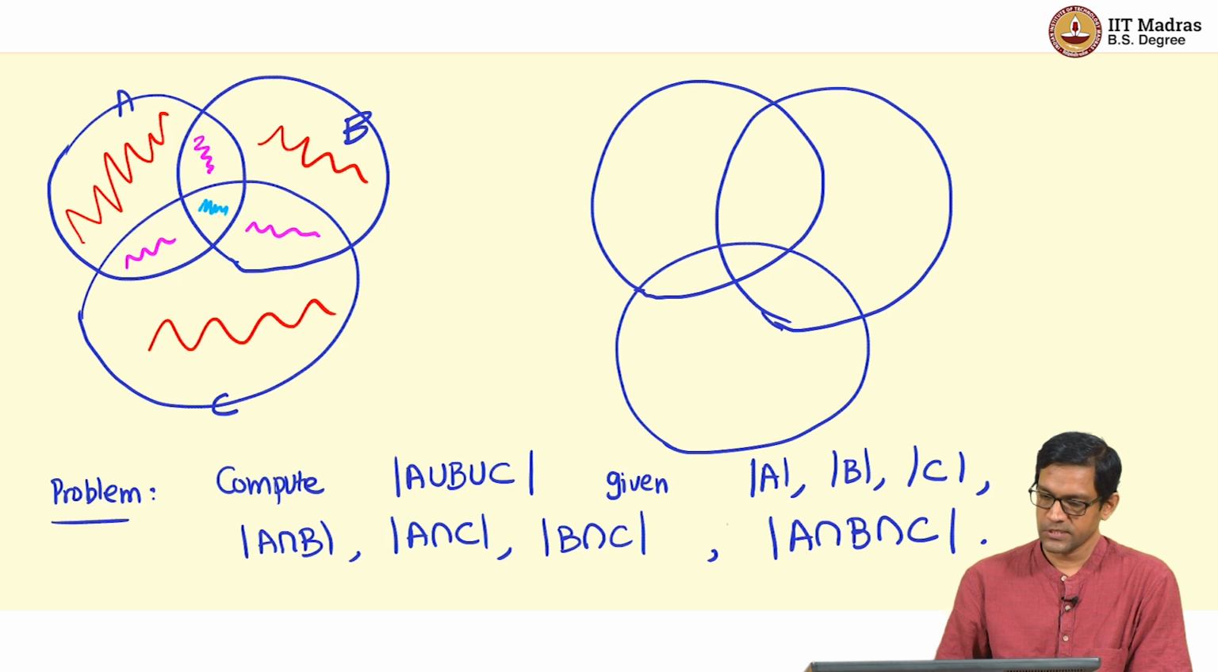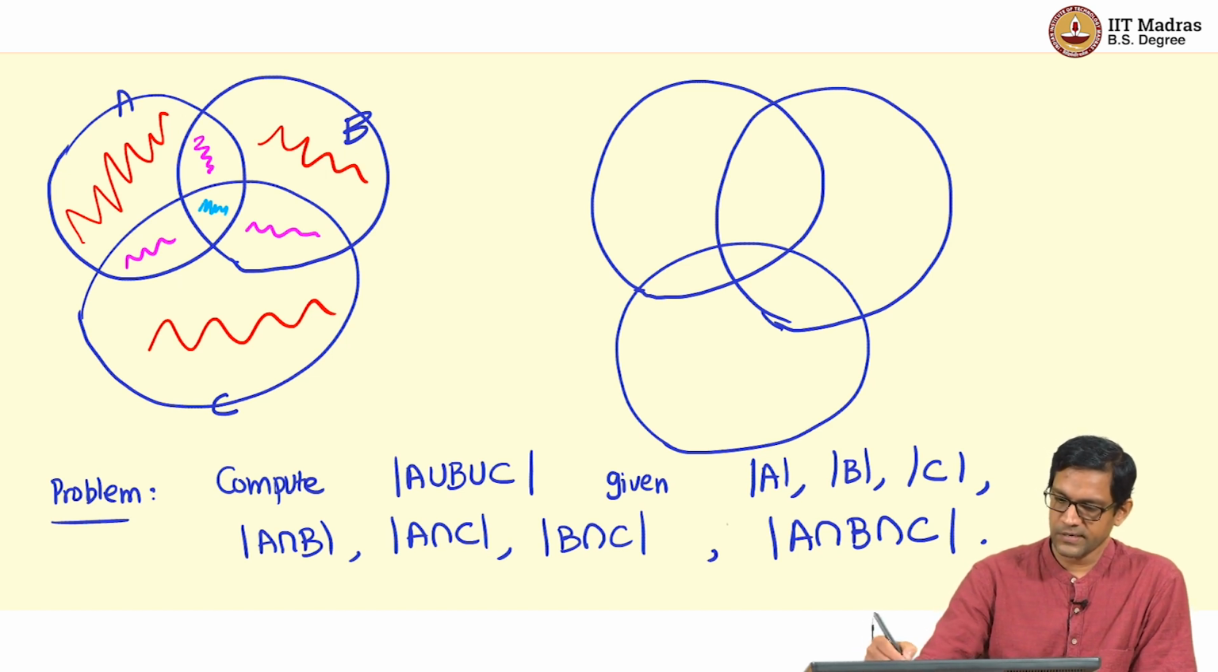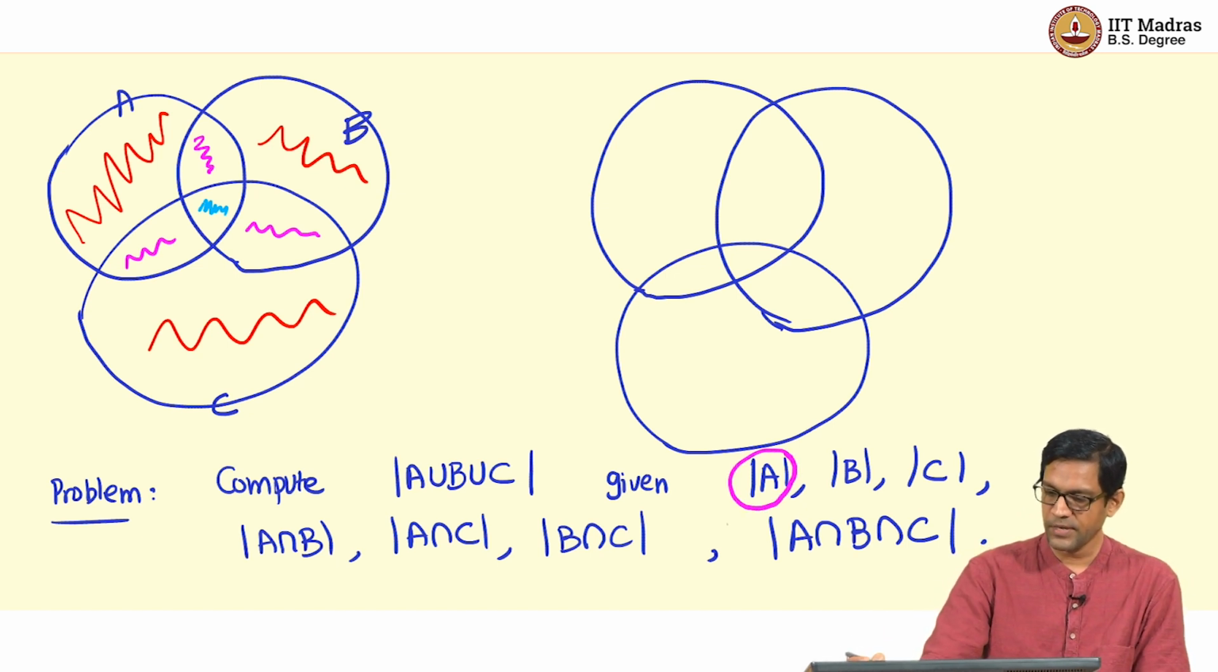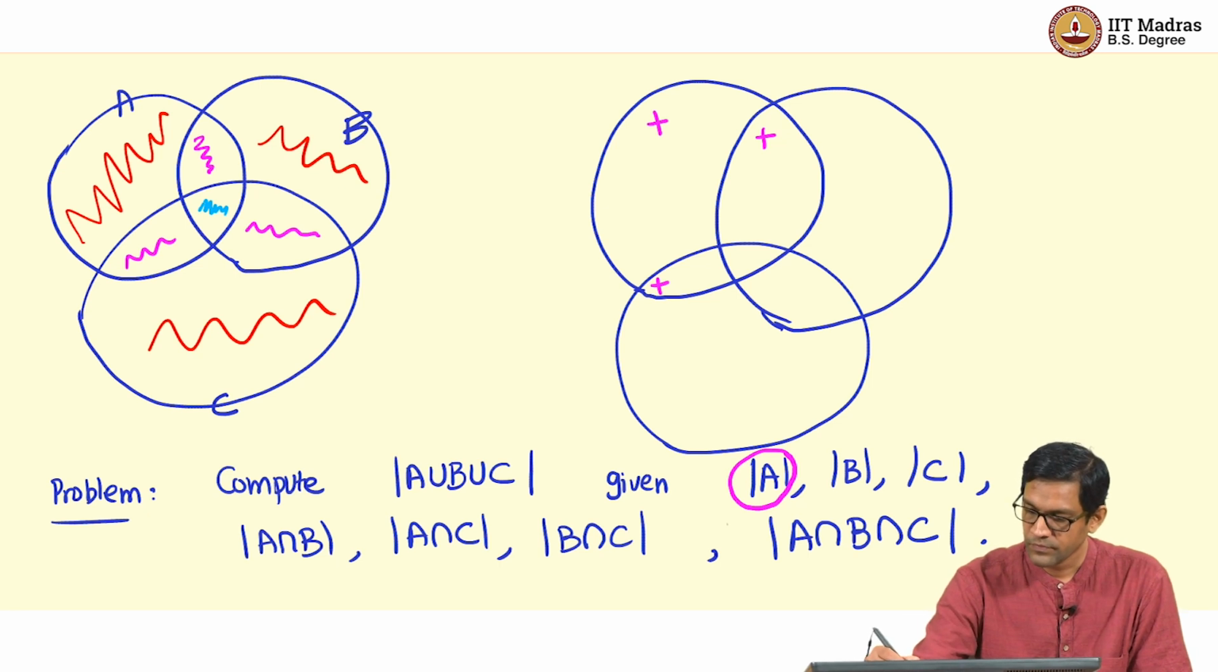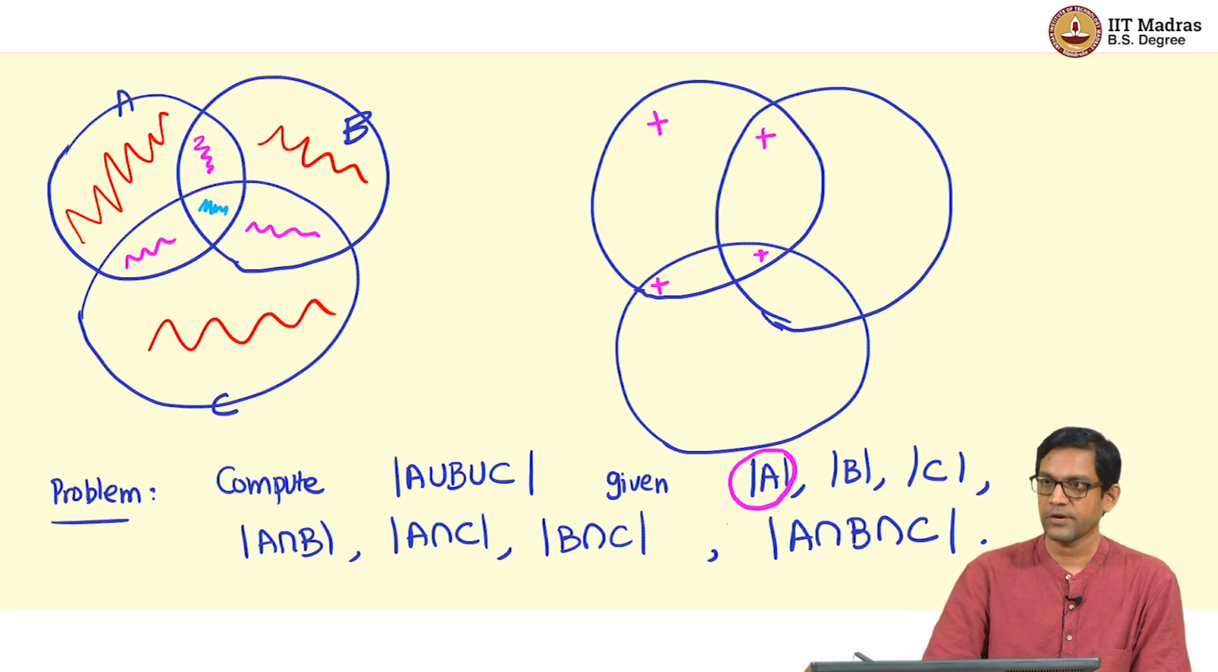Now let's try and do this. I'll try and pictorially depict each of the pieces of information we are given. Firstly, the cardinality of A. Being given the cardinality of A means I am given the total number of elements which lie in this region, and in this region. So these 3 together, and one more, this region. So these 4 give me the cardinality of A.